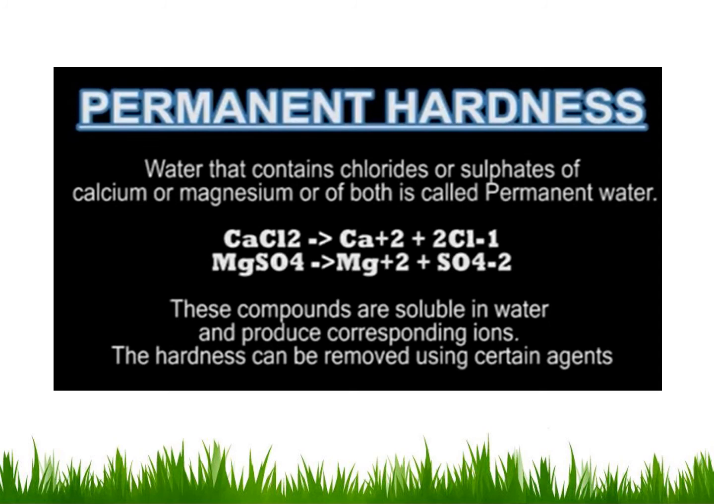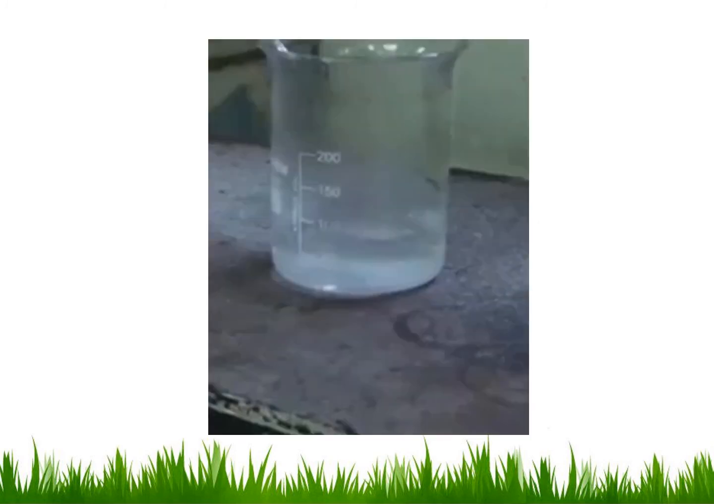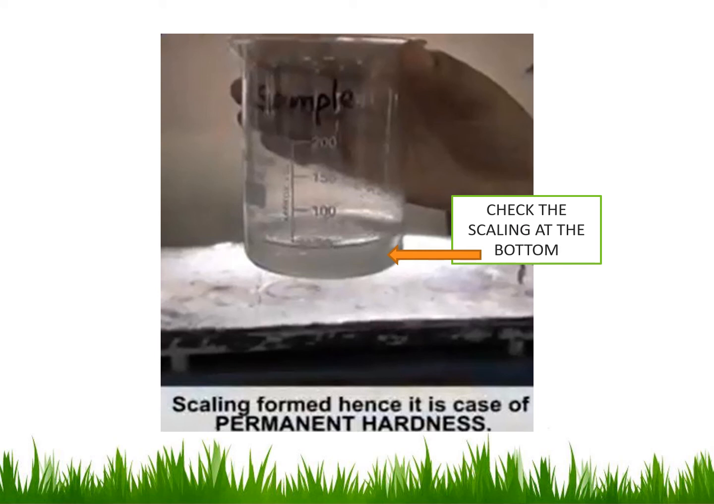And then for the permanent one, it is due to the chloride and sulfate ions of calcium and magnesium. There is a scale formation. Just check the scaling at the bottom. So scaling means it's permanent hardness. Permanent hardness is due to the chloride and sulfate.